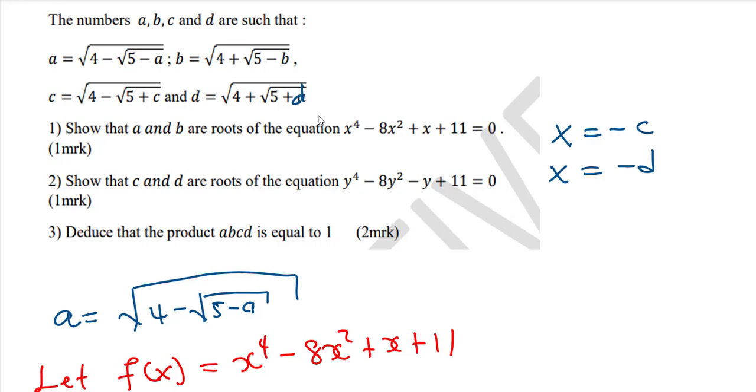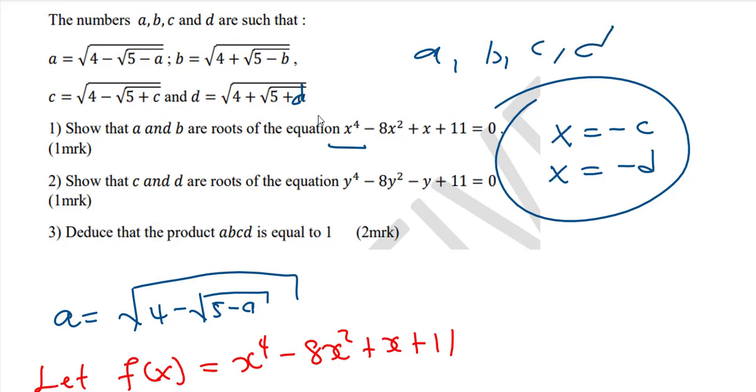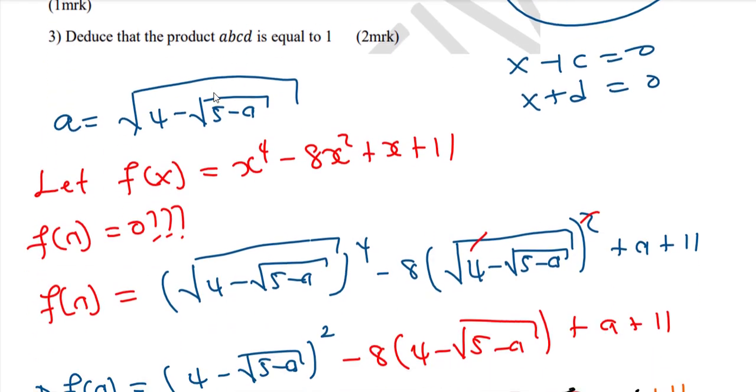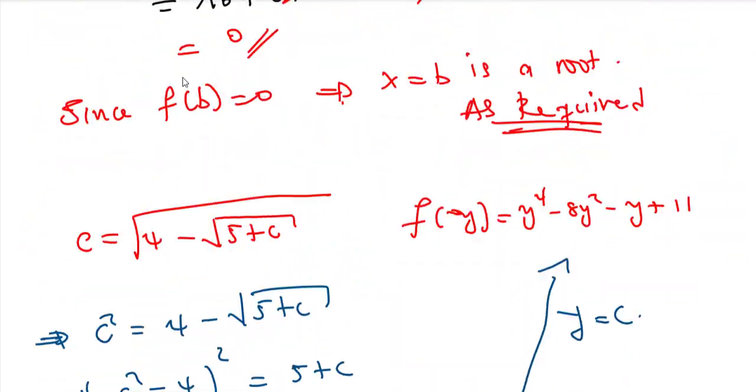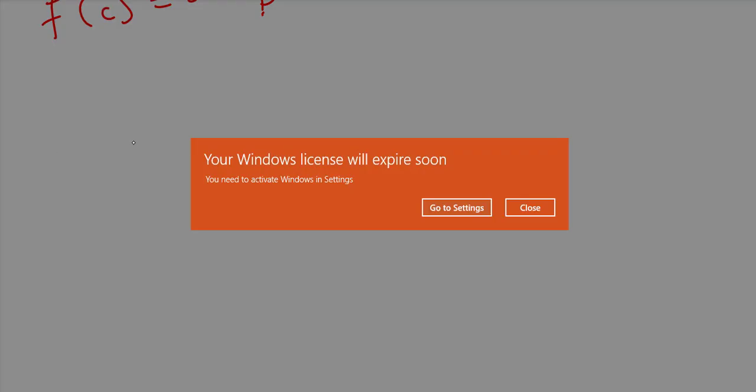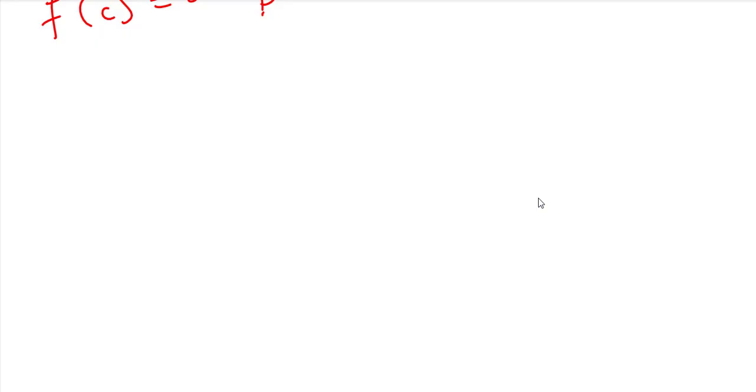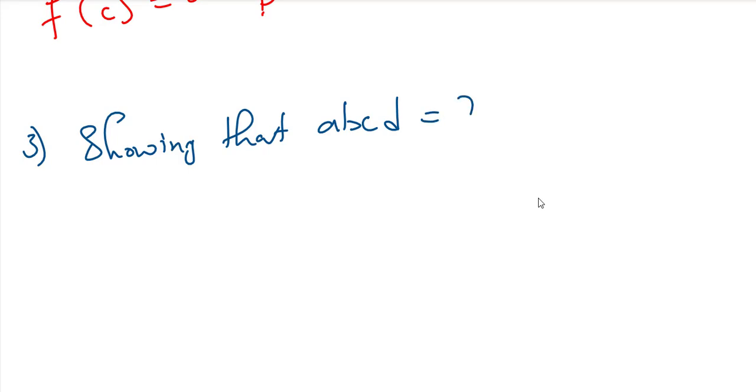Now since the highest exponent is power 4, and we have 4 different roots, a, b, negative c and negative d, we can express this in terms of the product of its factors. So from here we can see that x plus c is equal to 0 and x plus d is equal to 0. Now expressing that as the product of its factors, so what do we do? That's it. So we are showing that the product a, b, c, d is equal to what is there.